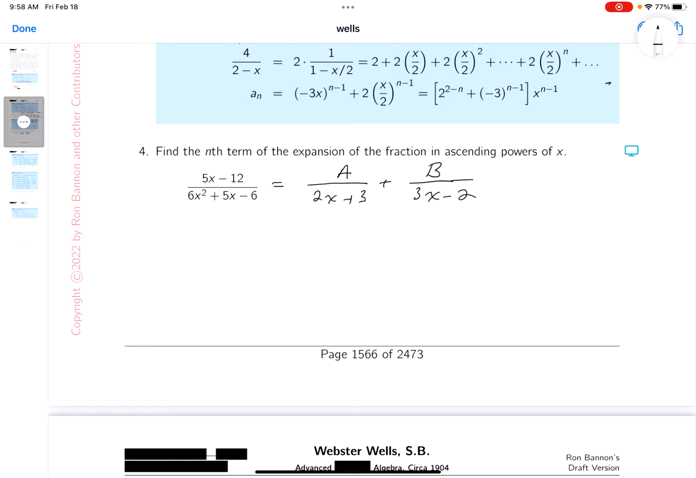You would get 6x squared. That's a bingo. This is a plus sign. You would get minus 4x and 9x, which is 5x, and you get minus 6. So this worked out beautifully.